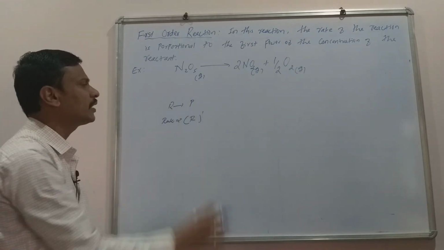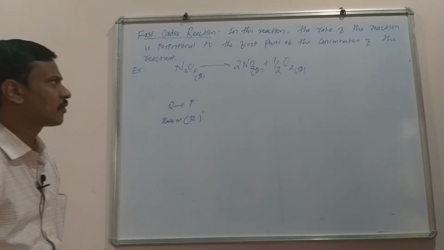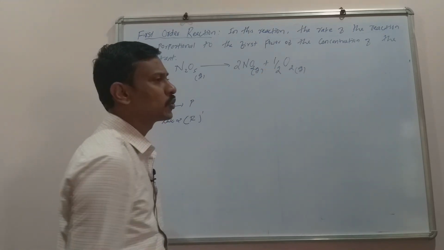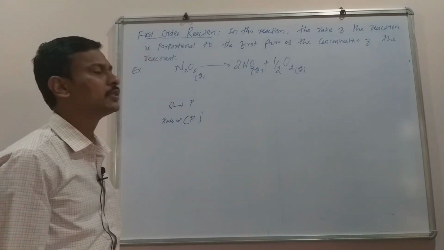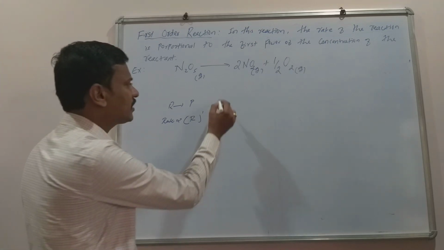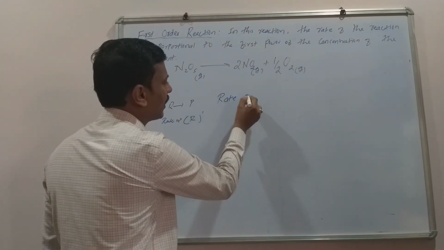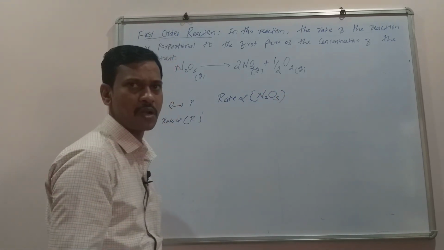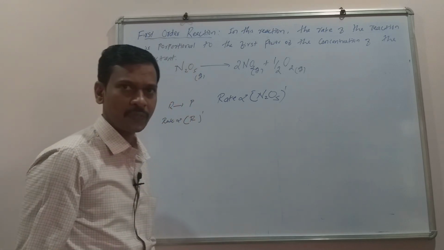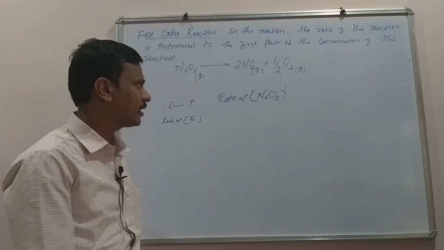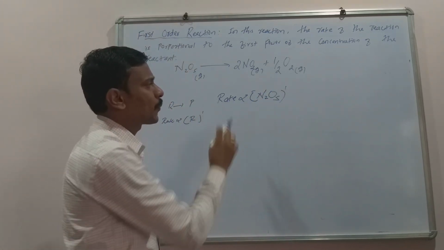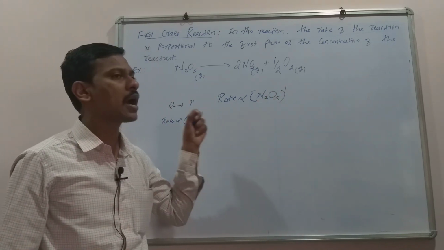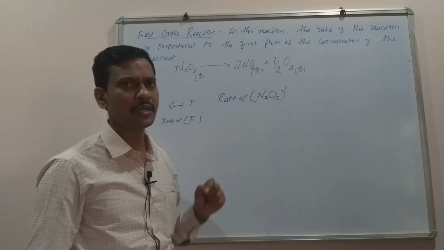The best example is the gaseous decomposition of N2O5 to give 2NO2 plus half O2, which is the best example for a first order reaction. In this reaction, the rate is proportional to the concentration of nitrogen pentoxide raised to 1. According to the definition, a reaction whose rate is directly proportional to the first power of the concentration of the reactant is generally called a first order reaction.